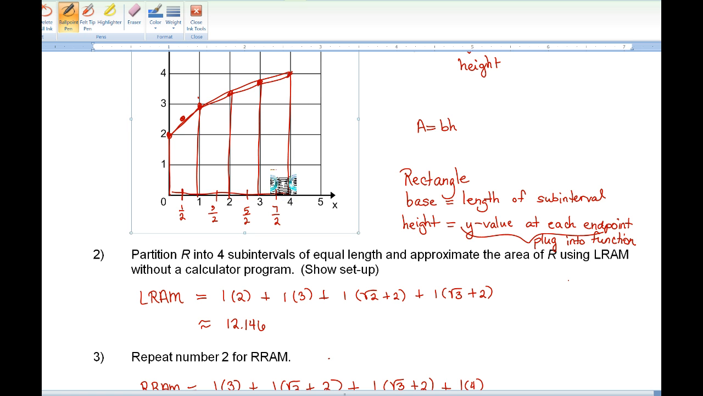Now remember, but isn't the trapezoidal rule just the average of LRAM and RRAM? Yes, but I want to see the setup for each one. You could check your answer. If you take the average of LRAM and RRAM, that will give you the trapezoidal approximation. But for practice, I want you to know how to do the setup.